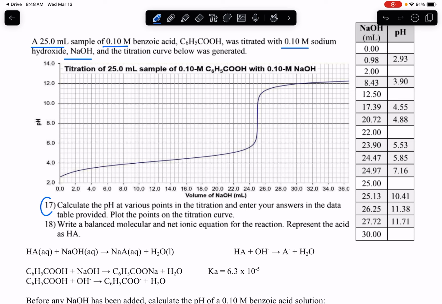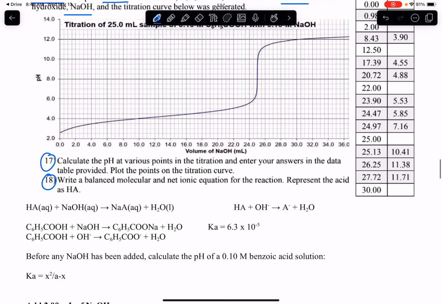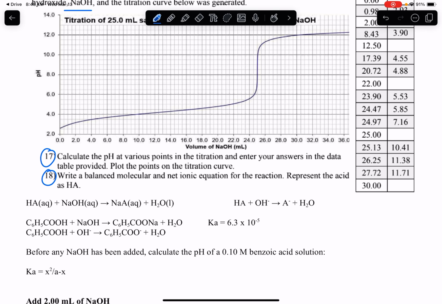All right, so number 17 says, calculate the pH at various points in the titration and enter your answers in the data table provided. Plot the points on the titration curve. Let's actually go to question 18 first here. Write a balanced molecular and net ionic equation for the reaction, and you can represent the acid as HA. So that's what I have here.